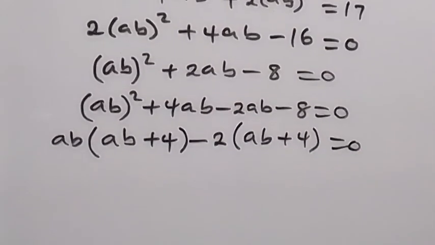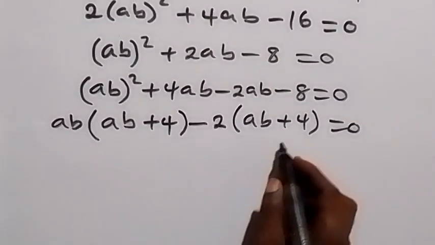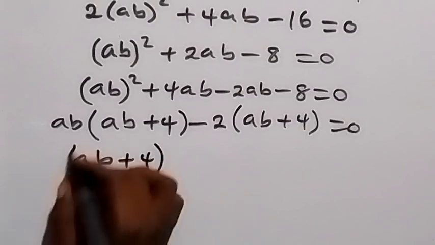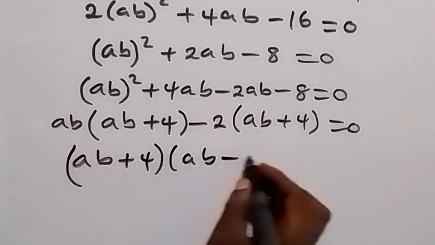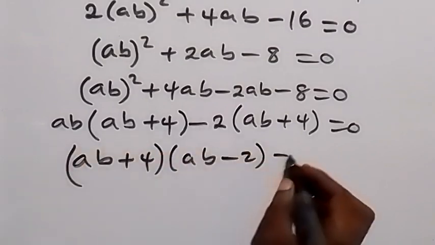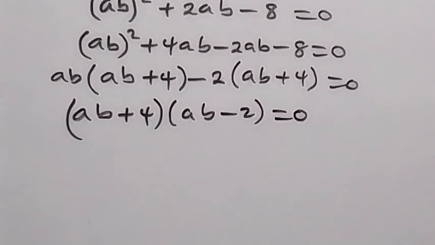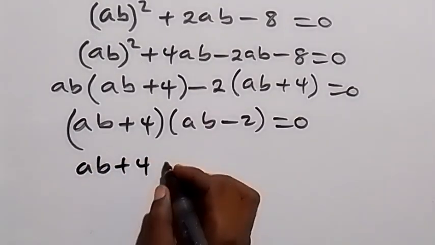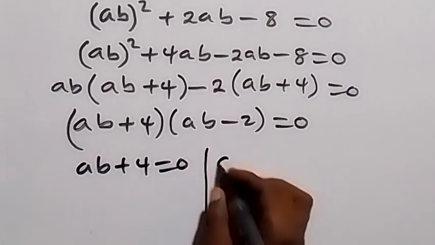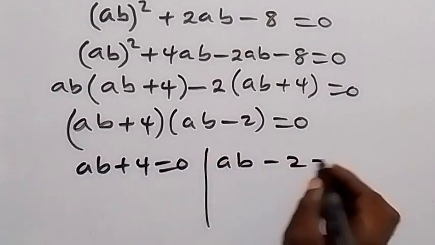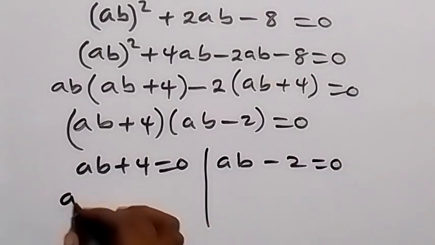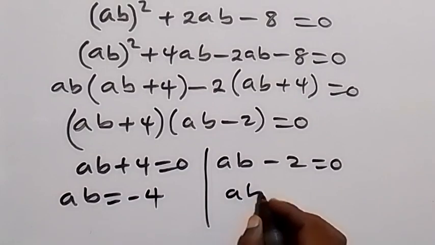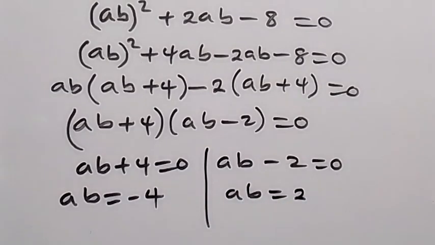Now, what we have here, we have ab plus 4 common. So take it out: ab plus 4, multiplied by ab minus 2 equals 0. So the two possible cases here: we have ab plus 4 equals 0, or we have ab minus 2 equals 0. And from here, we have ab equals minus 4, and then we have ab equals 2 from here.